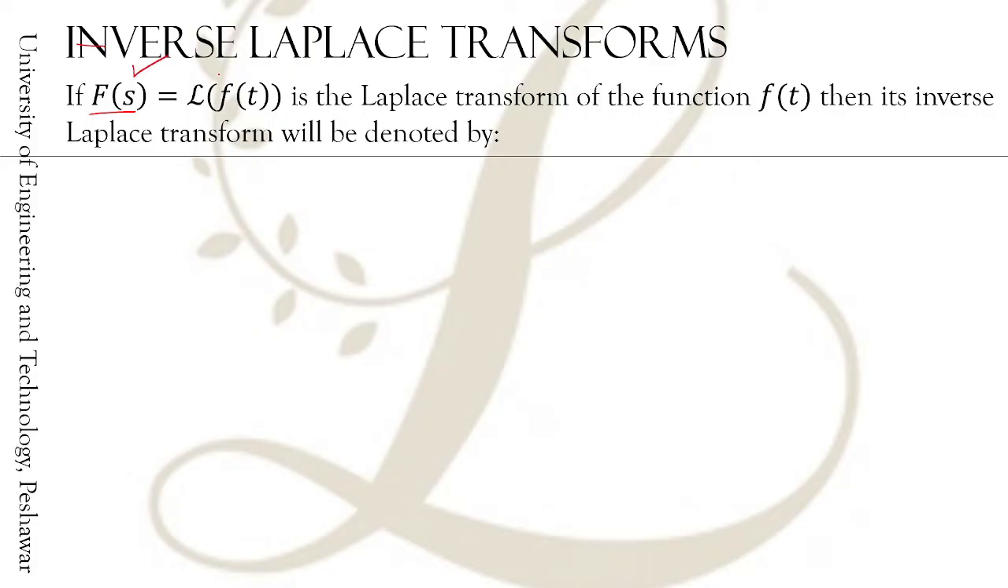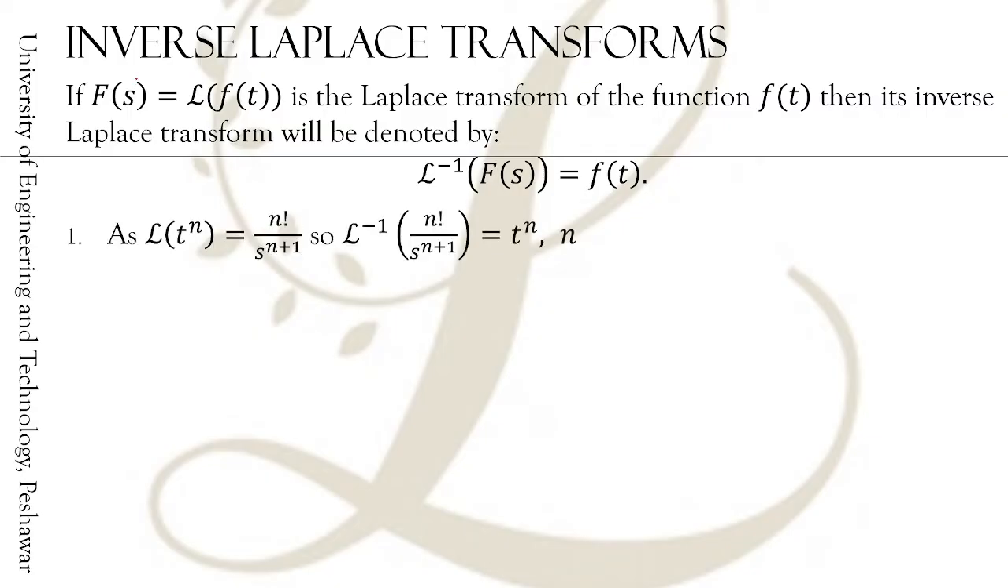If you know F of s and want to find f of t, then that means you have to apply the inverse. Okay, so we denote it with what? That is Laplace inverse, and that will be f of t. Since we know that the Laplace transform of t power n for n belonging to natural numbers is n factorial divided by s power n plus 1, the Laplace inverse of n factorial divided by s power n plus 1 will be t power n. If this function is its Laplace, then its inverse will be that function.